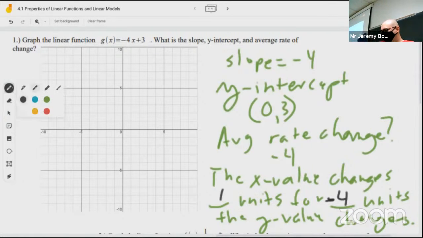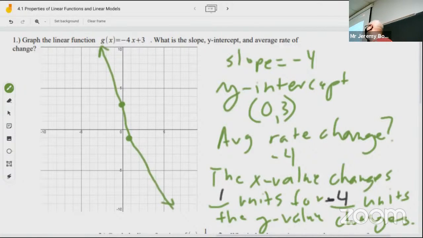And let's graph it. So we got a y-intercept of +3, 2, 3. And we got a slope of -4, so we'll go down 4. 1, 2, 3, 4. And to the right 1. And so this would be, let me draw a straight line. Any questions on that?